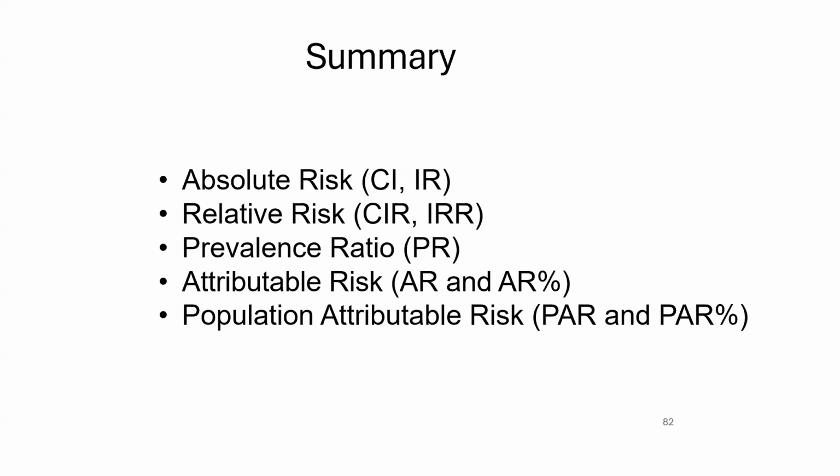But to summarize, we have measures of absolute risk that we went over today. So again, cumulative incidence and incidence rate. We talked about measures of relative risk, specifically looking at the cumulative incidence ratios and incidence rate ratios. We talked about prevalence ratios, which are distinct in that they don't measure risk. Remember, keep that in the back of your mind, that prevalence doesn't allow us to capture measures of risk. We talked about attributable risk and population attributable risk.